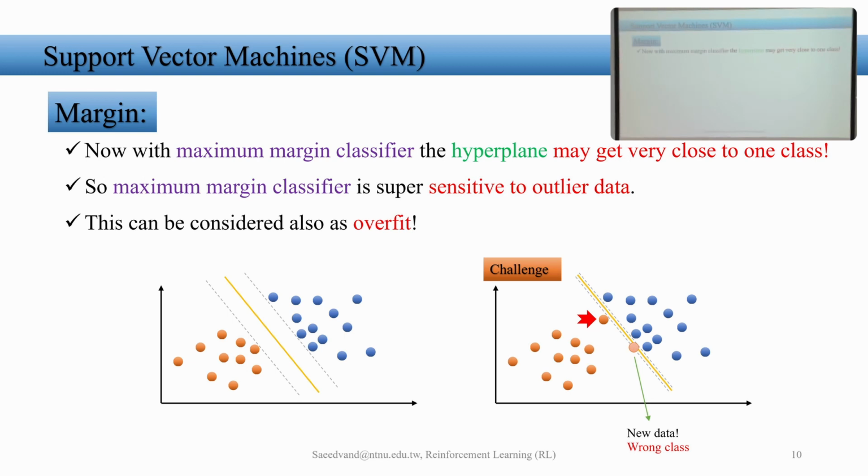Any idea from you guys how it can be possible? Because in maximum margin classifier, we say that, okay, we have a hyperplane, we want to push the lines to the support vectors. Now we state a problem. We say we may get too close to one of the classes. How? If anybody says, get positive mark.